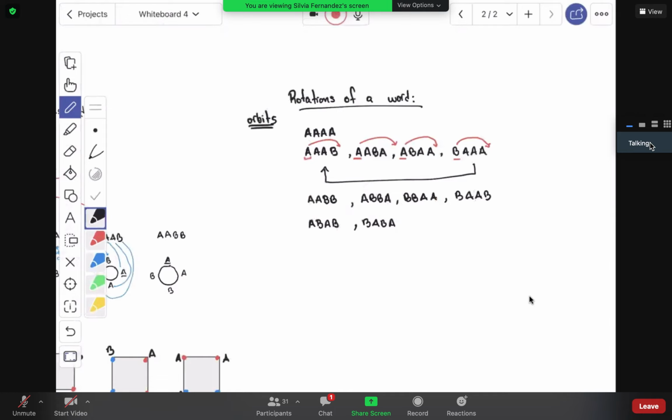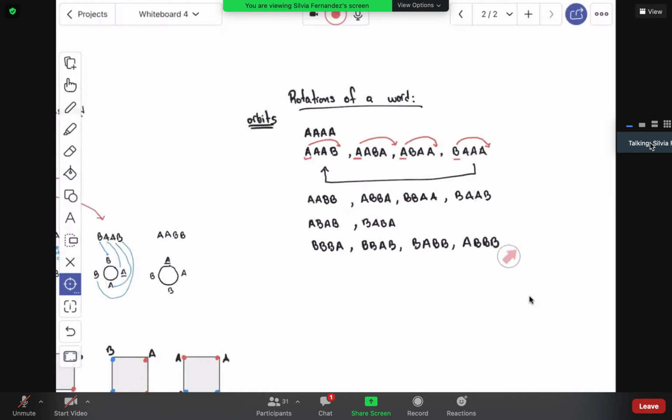And then what else do I have? Three B's and an A is just going to behave like three A's and a B. So then I have BBAB, BABB, ABBB, and then back. If I move the A to the end, I'm back to that word. And then I can have BBBB. So these are my 6 orbits.